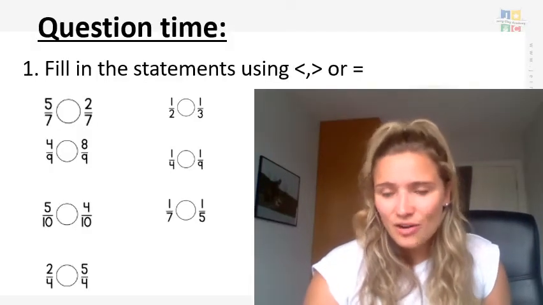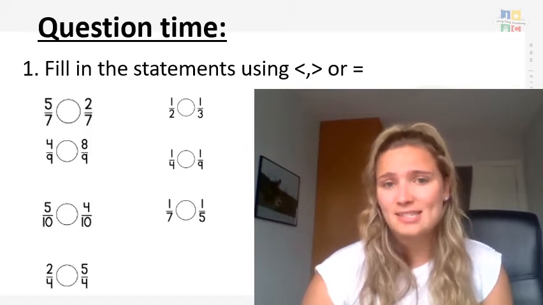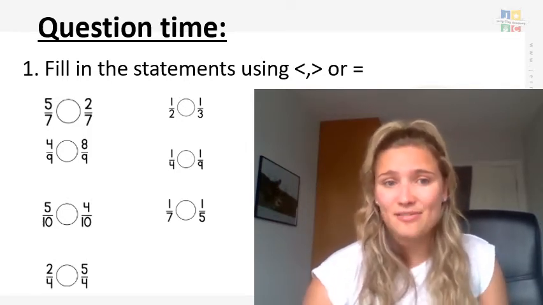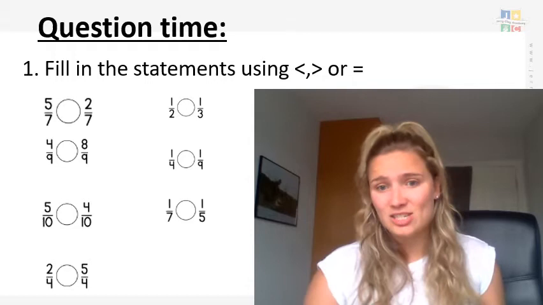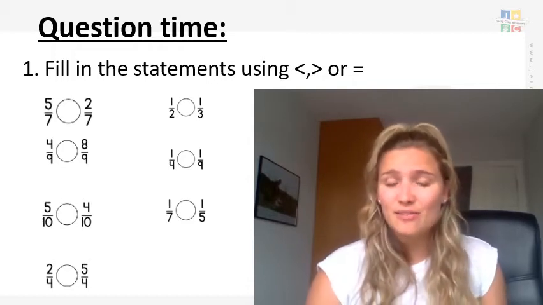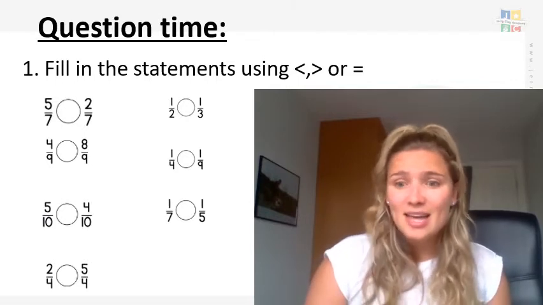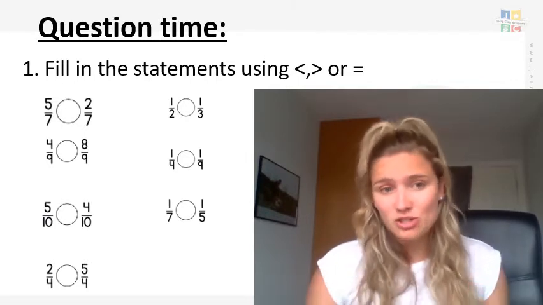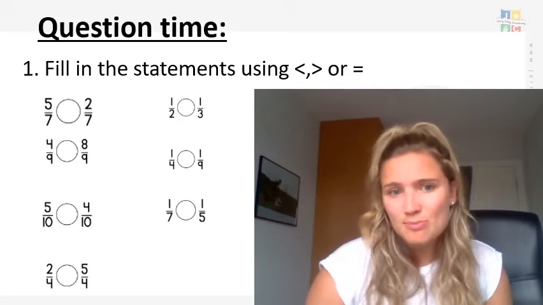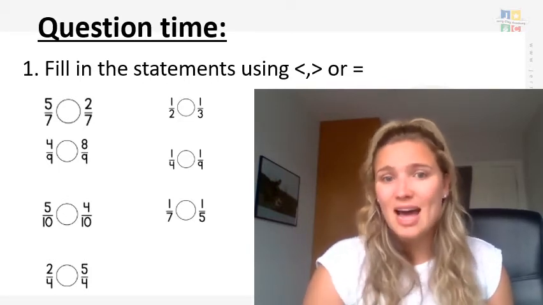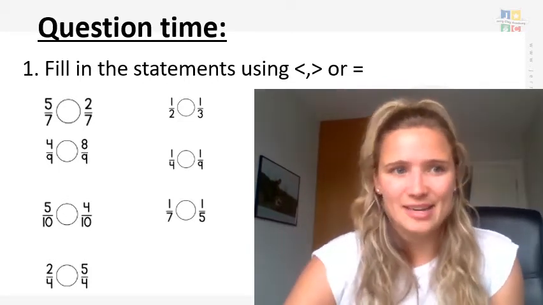I'd like you to start off by having a go at using the less than, greater than or equal to sign to compare the different fractions here. Now what I would suggest doing is, if you are unsure on how to do these, look at the denominator, look at the numerator. You might want to draw your bar models to see which one is bigger as well. So please have a go at doing that, and then I will go through the answers after.